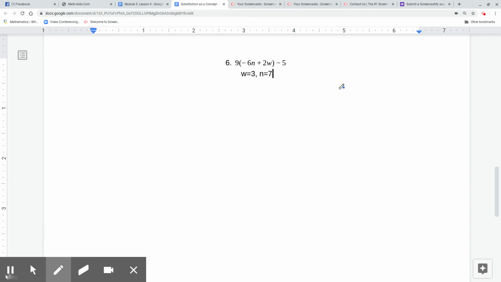Okay, everybody, I'm back and we're ready to go through problem number 6. So here we have 9 times the quantity of -6n plus 2w minus 5. Once again, we're going to start with substitution. We're going to take what w is equal to and what n is equal to and substitute them into the expression. I'm going to pause the video and write out what that would look like, and then I would like for you guys to pause the video and try to do that yourself.